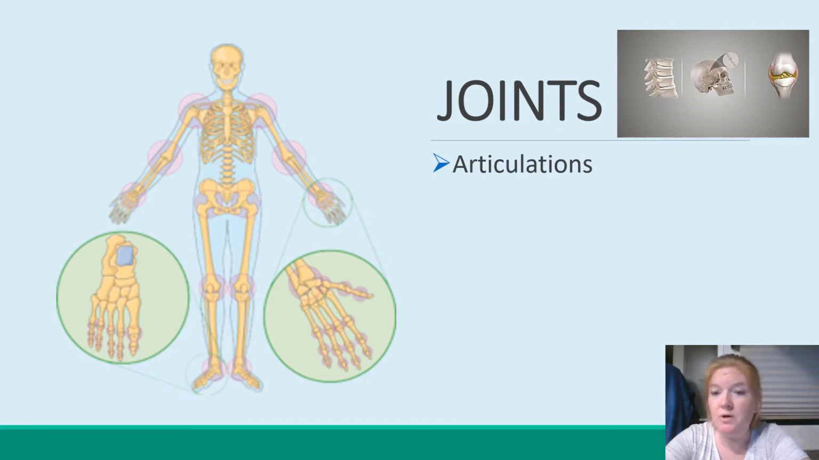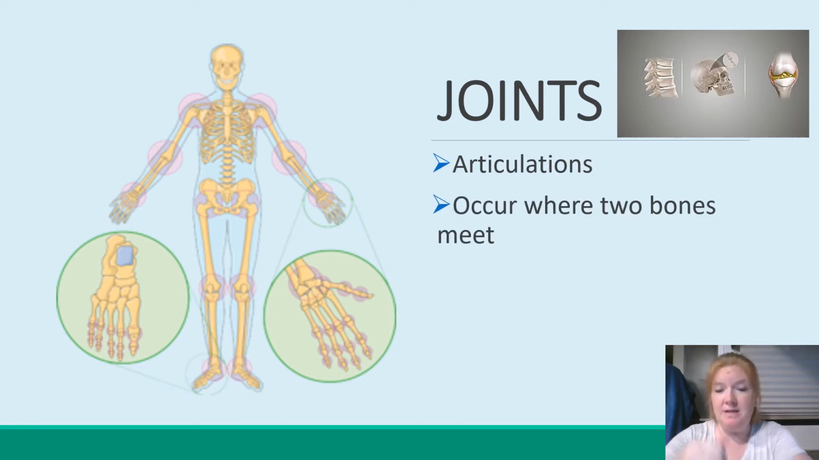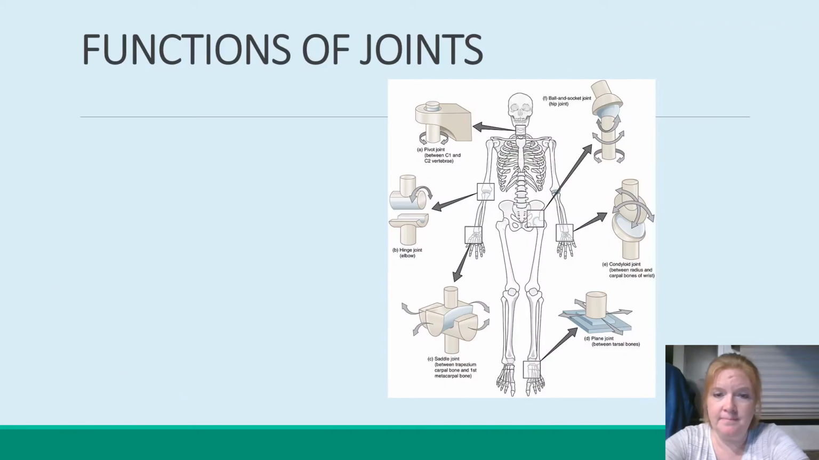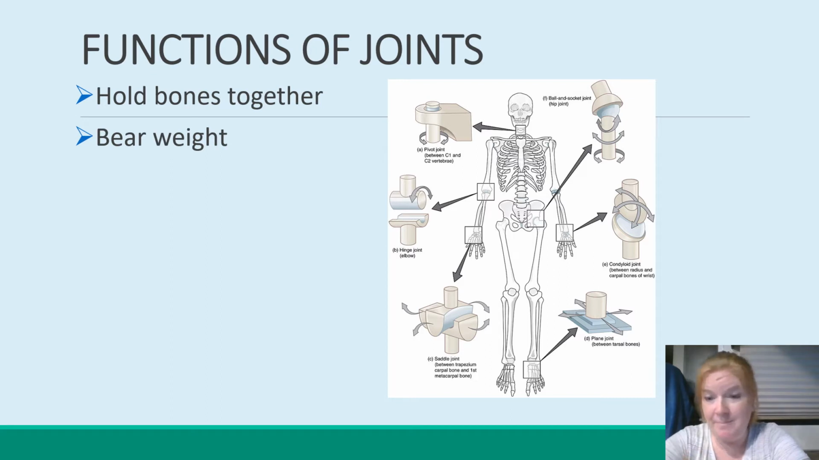Joints are also called articulations. It means two bones meet. So a joint or an articulation is a place where two or more bones meet. The functions of joints: they hold bones together, they bear weight, they allow for mobility.